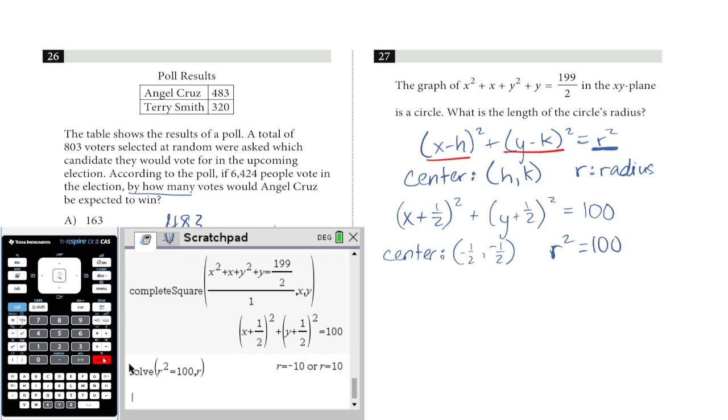And of course we get negative 10 and 10, but a radius can't be a negative length. So we get 10. So there's our radius. So that is one way to do this question.